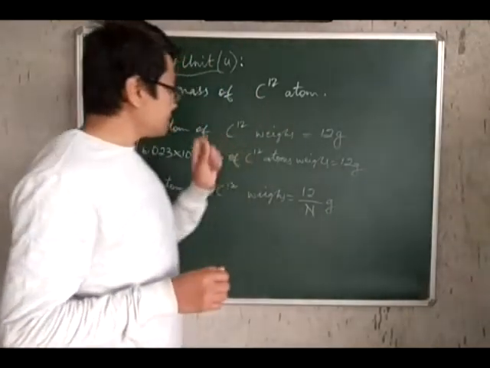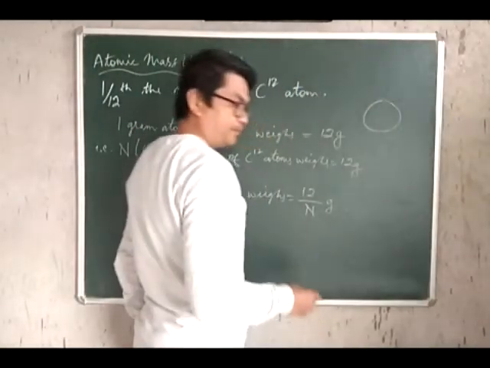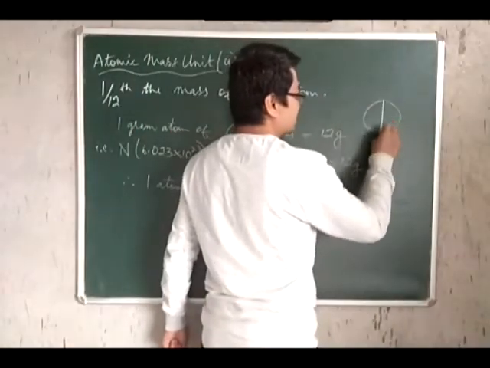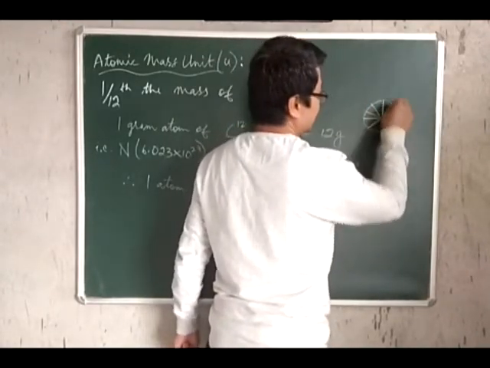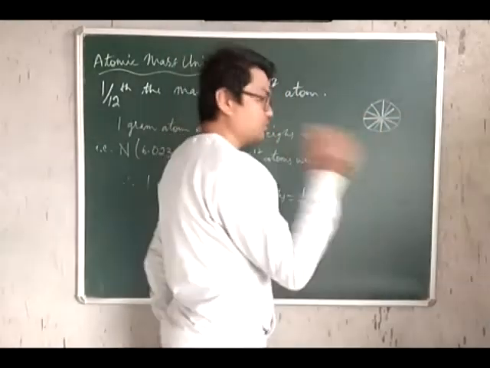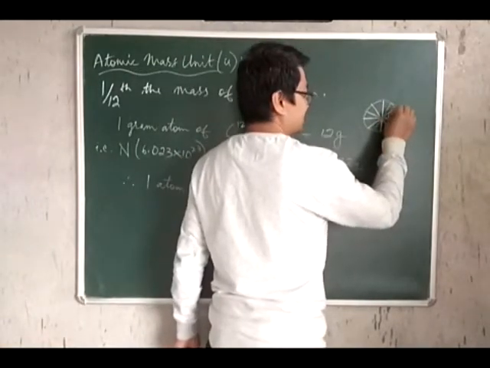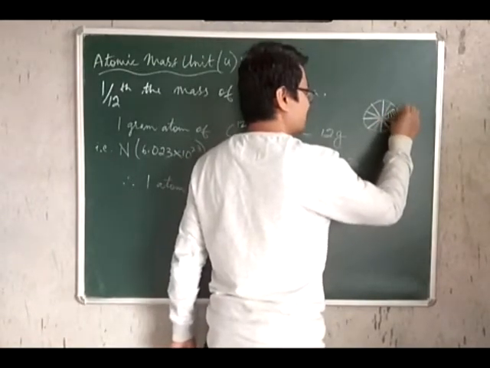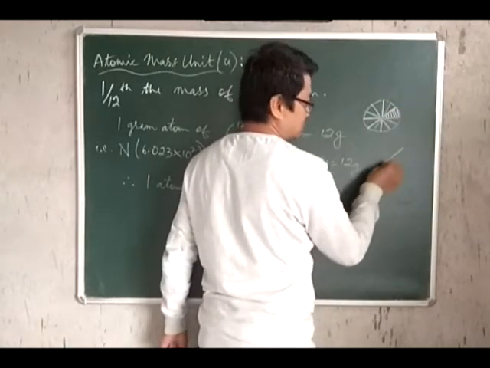So what we do is, say this is an atom of carbon. This atom of carbon is divided into 12 equal halves. We divide it into 12 equal halves. Okay, this is not equal of course, but we divide it into 12 equal halves, and 1/12 meaning this part. One small part out of the 12, one small part I take out.